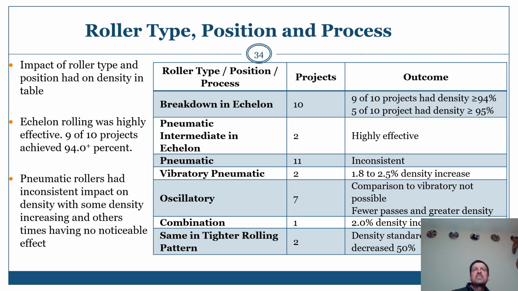Now, this slide really highlights a couple of things. Most importantly is that using rollers in echelon was very effective. On 9 out of 10 projects or sections that it was done on, greater than 94% density was achieved. And it's interesting, in some cases pneumatics helped improve density, and in some cases they didn't make a noticeable difference.